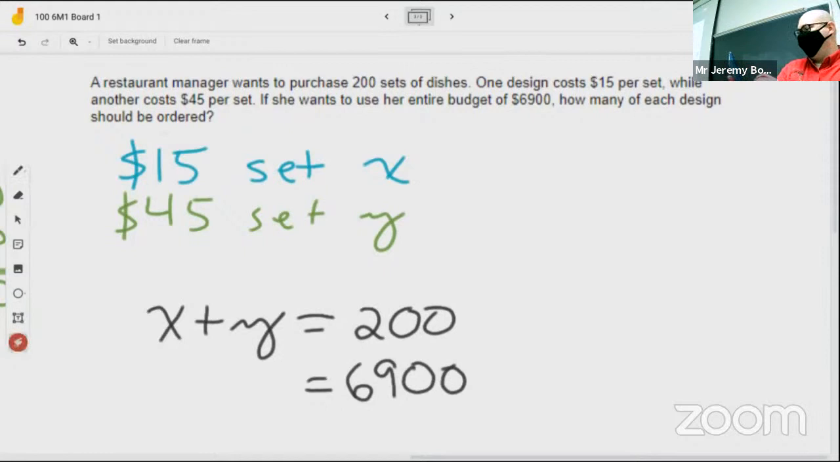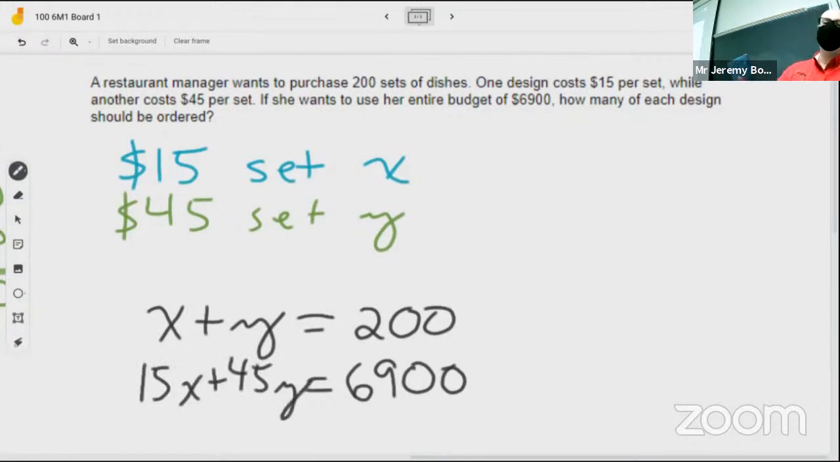So it's $15 for X, right? How much is it for Y? 45. So my budget is going to be $6,900. And I know it's $15 for each set of X, $45 for each set of Y. So 15X plus 45Y should equal $6,900.